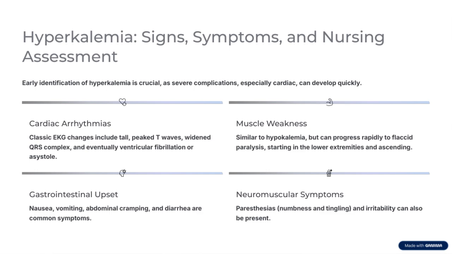The classic EKG changes associated with hyperkalemia include tall, peaked T waves, widened QRS complex, and in severe cases, ventricular fibrillation or asystole. These cardiac arrhythmias are life-threatening and require prompt recognition. Early identification of hyperkalemia is absolutely crucial because severe complications, especially those involving the heart, can develop very quickly. That's why monitoring signs, symptoms, and conducting thorough nursing assessments are vital components of managing this condition. Recognizing these key features early can make all the difference in preventing serious outcomes.